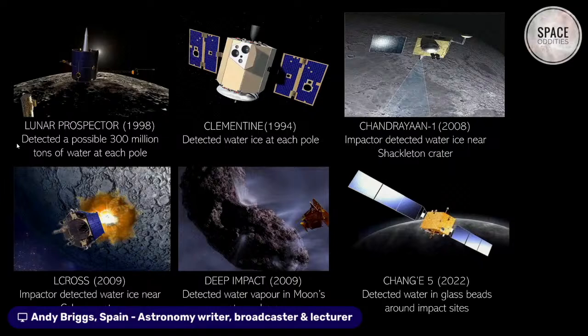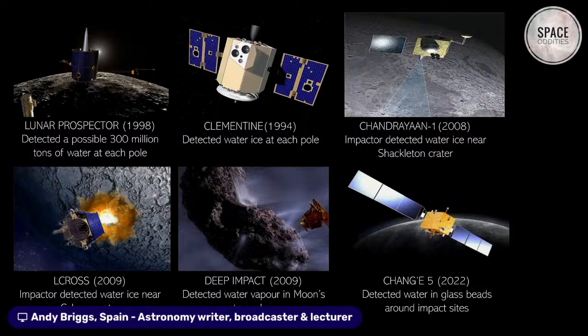The Deep Impact mission, you may remember, NASA's wonderful mission to ram a probe or an impactor into an asteroid, was in 2009. But on its way to the asteroid, it bypassed the moon, and it actually detected water vapor in the moon's atmosphere. And if you're going to turn around and say that the moon hasn't got an atmosphere, well, yes, it has. It's just a very, very thin one. But the Deep Impact mission detected water vapor in that atmosphere.